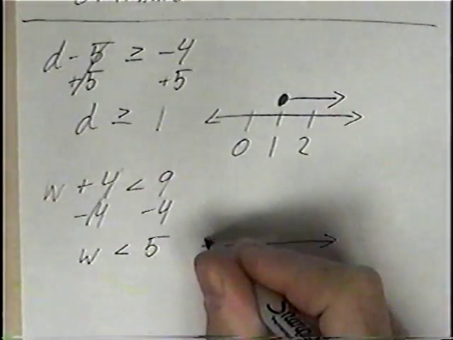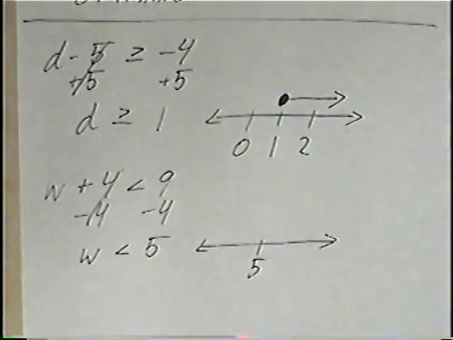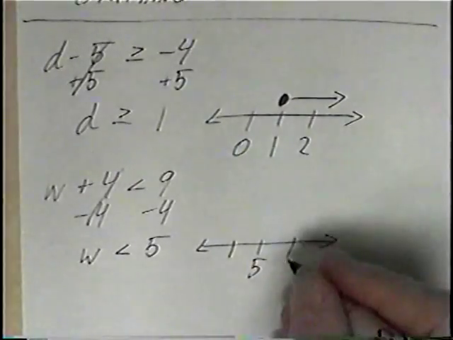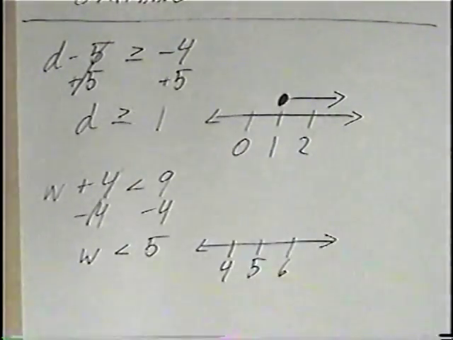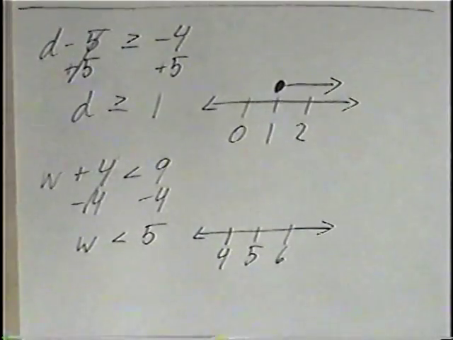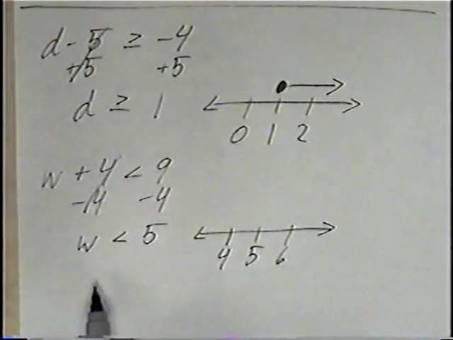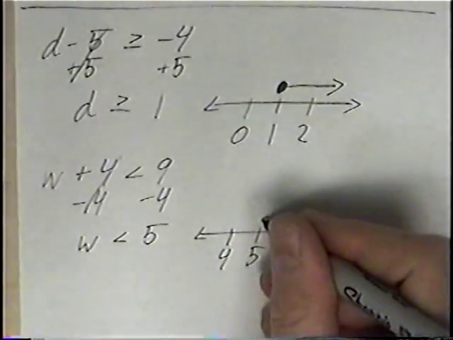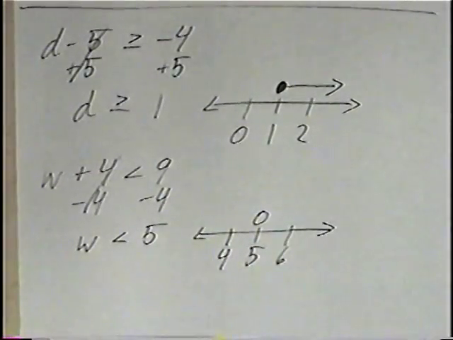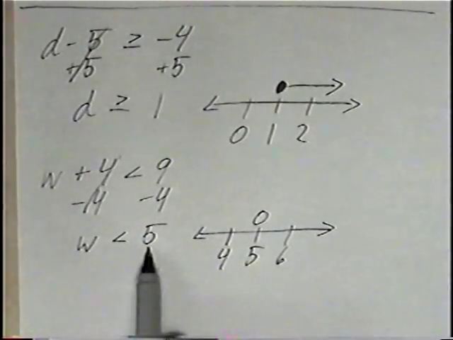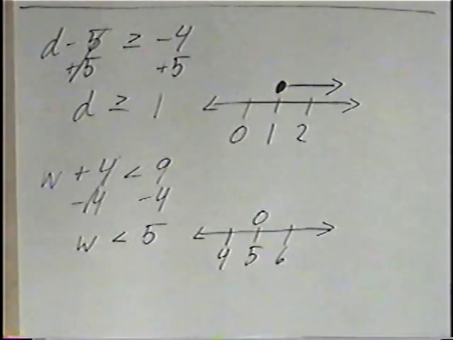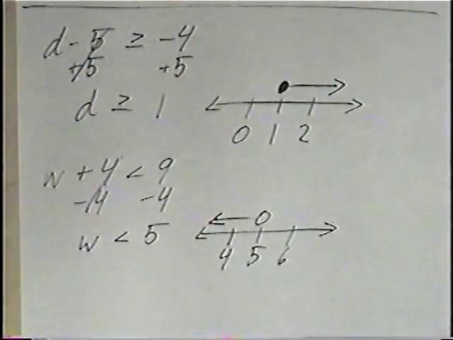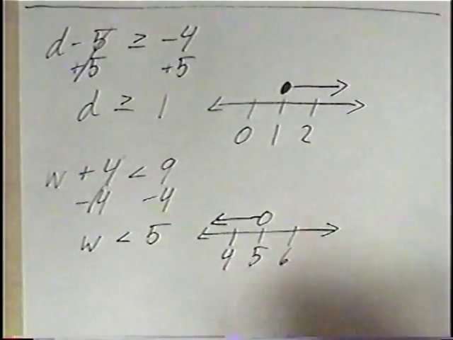Drawing a number line, we can put 5 in the middle of the graph. Two numbers, one on the left and one on the right. Put 6 on the right and 4 on the left. W is less than 5. There's no line on the bottom, or it's not equal to. If there's no line, that means it's an open circle. And W less than 5 means we want the numbers smaller than 5. Smaller than 5 would go to the left. And that would be the graph for the inequality.